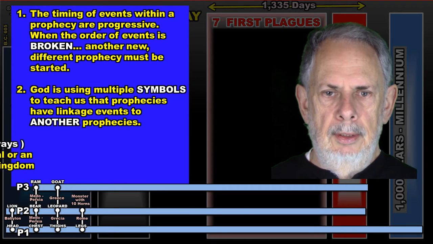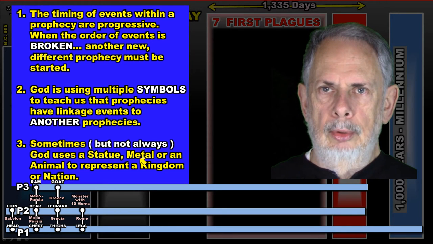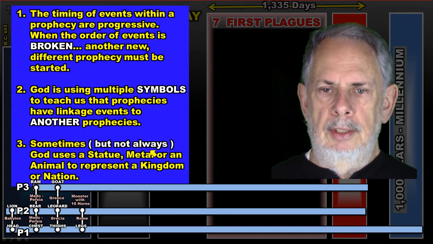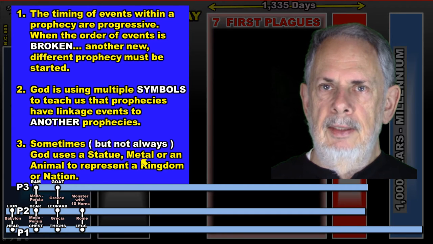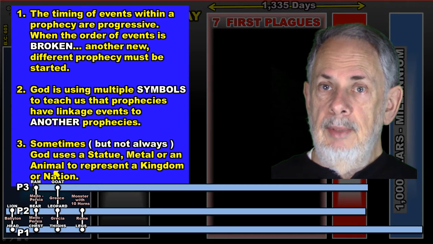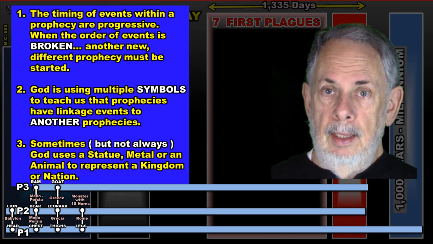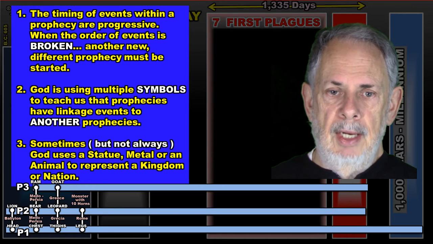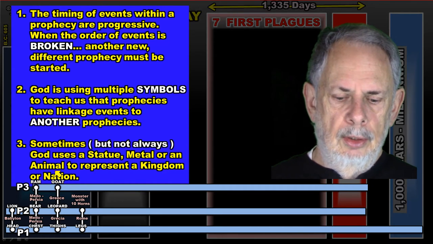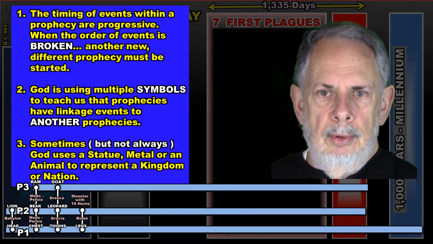And lastly, we learned that sometimes God will use a statue or various metals like gold or silver or animals or beasts to represent a kingdom, but he doesn't use this all the time. Not every metal that we find in the Bible represents a kingdom, and not every animal represents a kingdom either. Don't forget that Jesus is represented as an animal, as a lamb, the Lamb of God. So he is not representing a kingdom when that is presented. These are three pretty straightforward things that I want us to keep in mind as we go forward here.